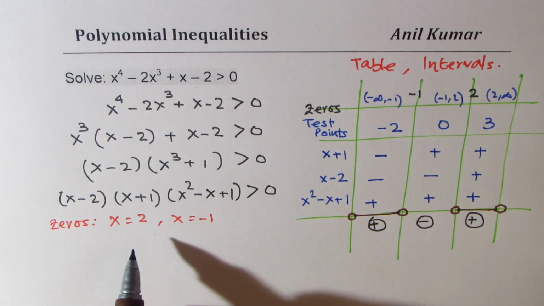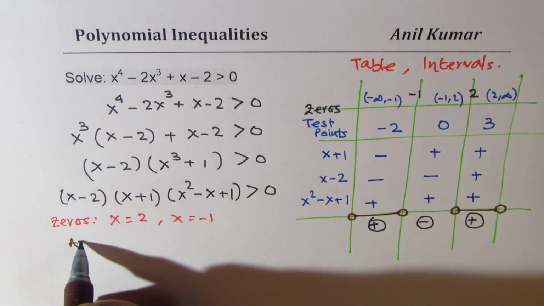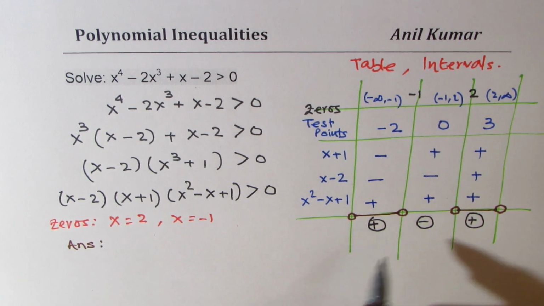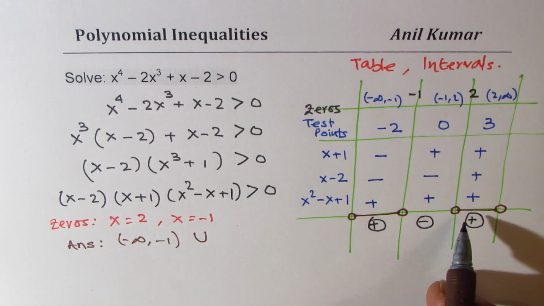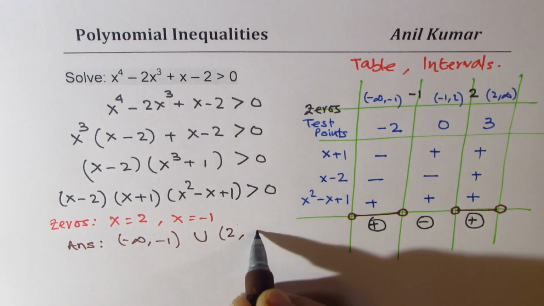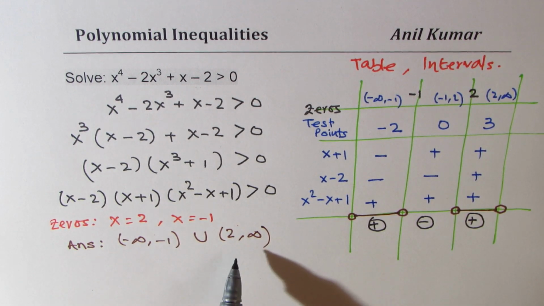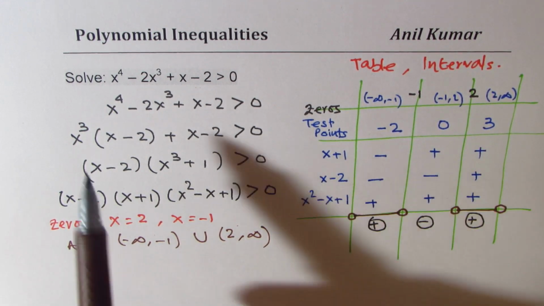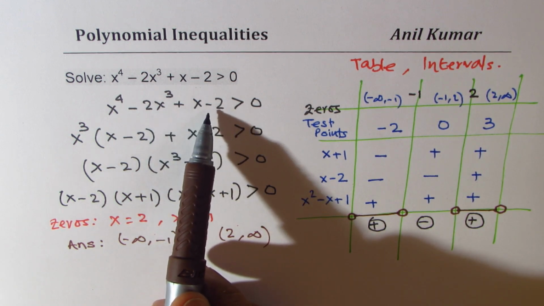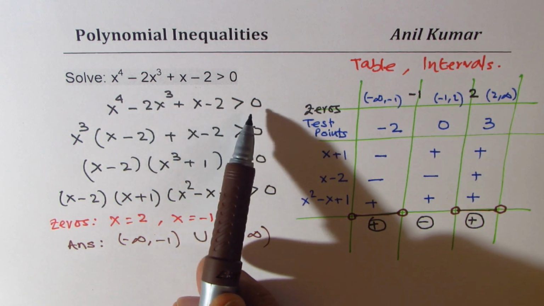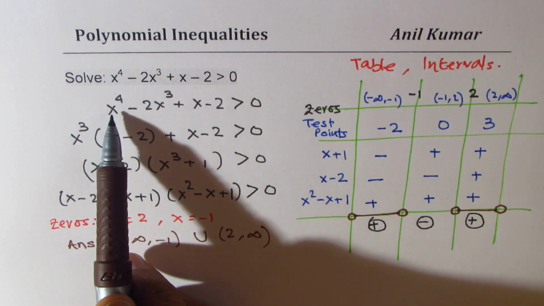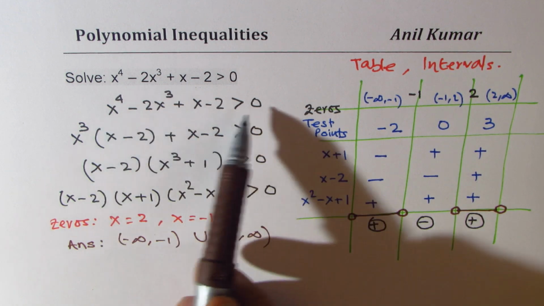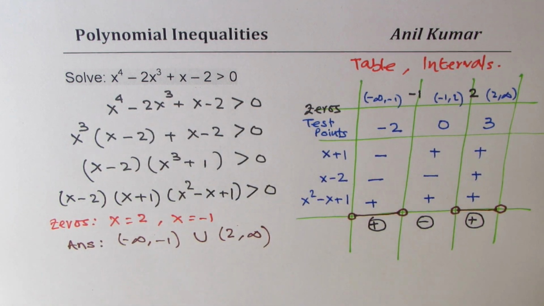Correct? So we write down our solution here as an answer. So it is from minus infinity to minus 1 union from 2 to infinity. Correct? See, 0 is not a part of solution. If I substitute 0 here, I get minus 2 greater than 0, which is not true. It is not a part of solution. Do you agree? Right? If I write a very large value, I know this is very large positive. That is a part of solution. Correct? So that gives you the solution and also a check.